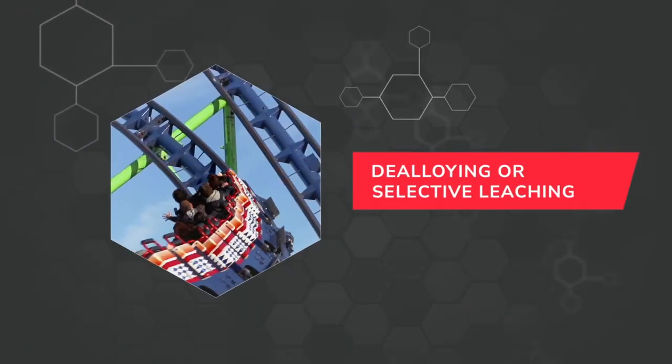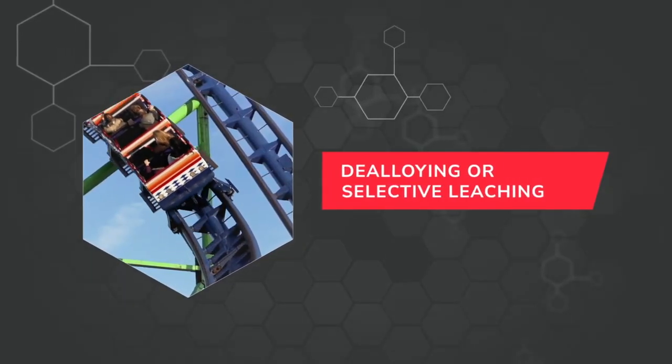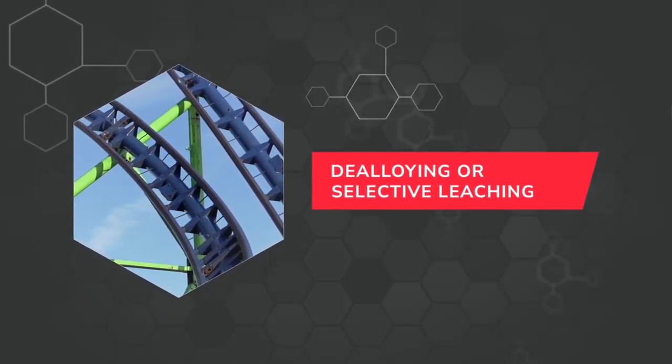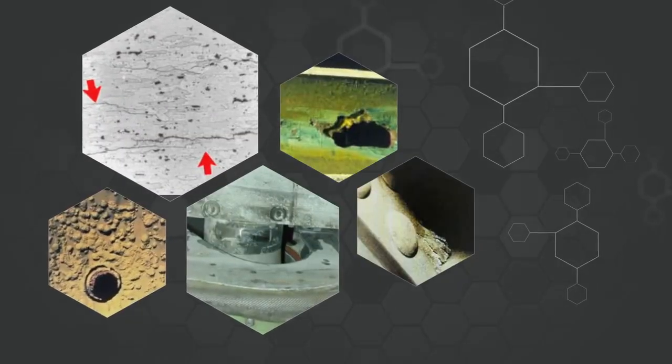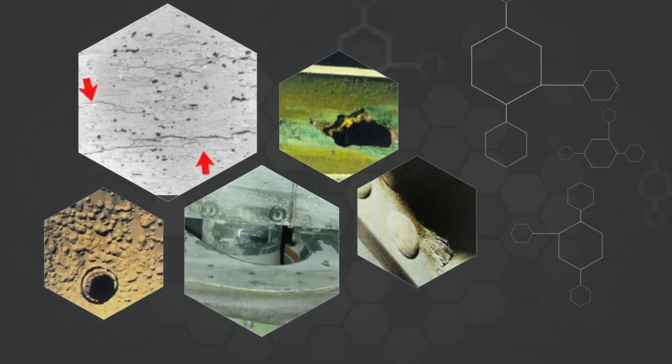De-alloying or selective leaching, for example, is when one element of an alloy is removed through the corrosion process and the structure retains its appearance while becoming weaker structurally. With these types of corrosion, the mechanical properties of the structure can be seriously affected and lead to failure.